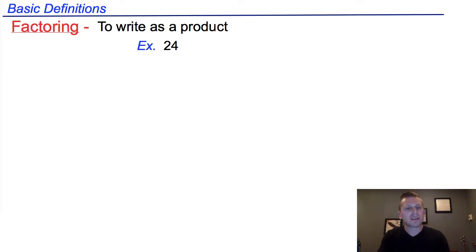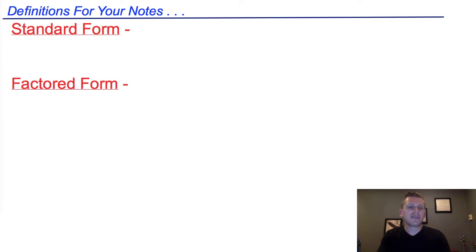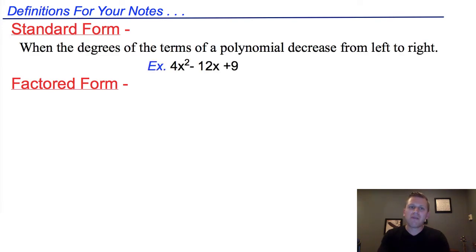When we do this process, we're not going to use constants such as 24. We're going to use polynomial terms or variable expressions that are linked together with plus and minus signs. So two definitions for our notes that we should know: what is standard form? Standard form is when the degrees of a polynomial are decreasing from left to right. The word degree is a fancy word for the highest exponent of each term in a polynomial expression.